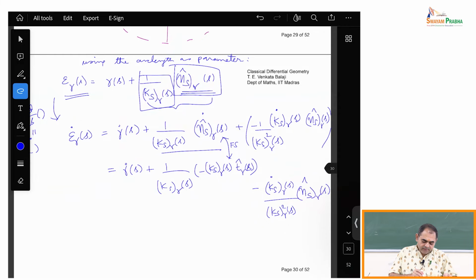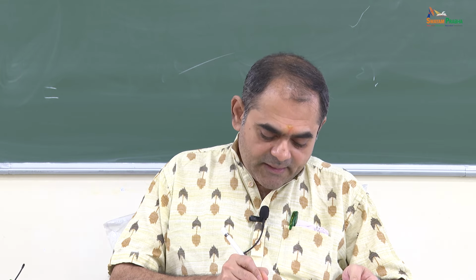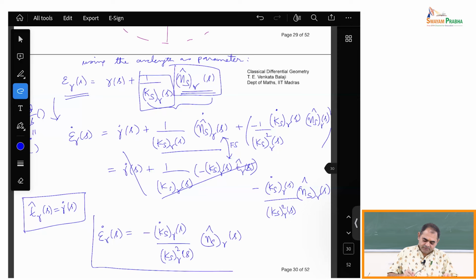And now you see that these two terms will cancel. Because after all, t cap sub gamma of s is nothing but gamma dot of s, because gamma is a unit speed parameterized curve. Gamma dot is exactly t cap. Therefore the first two terms cancel. So from this calculation, epsilon gamma dot of s is equal to minus ks sub gamma dot of s by ks sub gamma squared of s, into ns cap sub gamma of s.